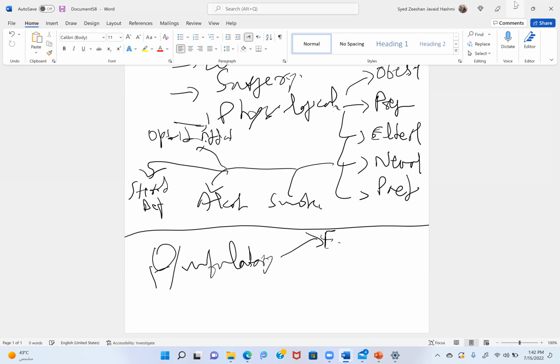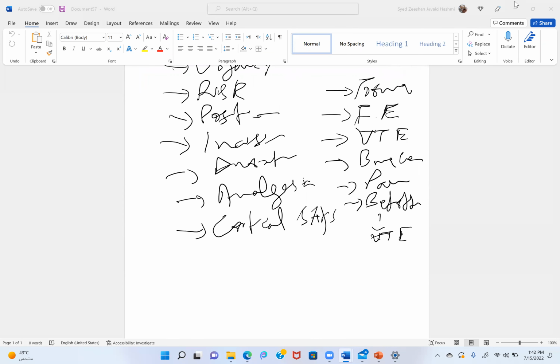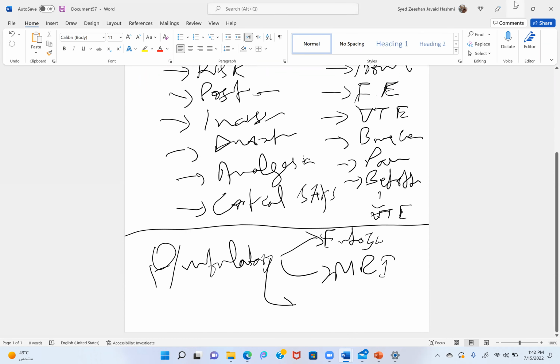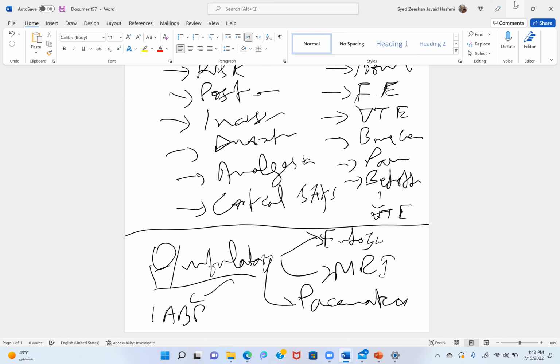like endoscopies, MRI, patients with special care. Where did it go? I thought there was a magic going on, things are going away. Anyways, and then, not in this category, but patient with pacemaker, patient with intra-aortic balloon pump.